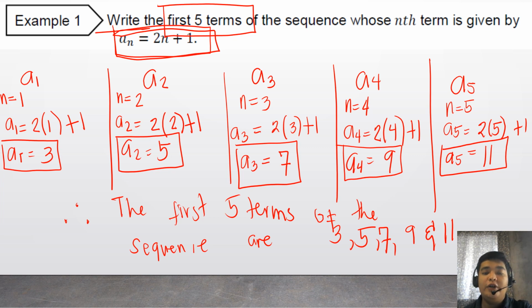Okay, so therefore, the first five terms of the sequence are 3, 5, 7, 9, and 11.